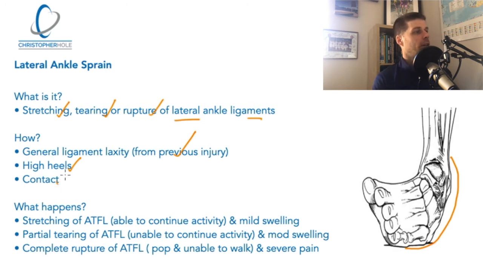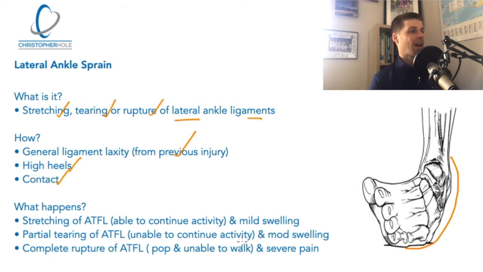And then the final one is contact. So this might be from, say, a game of football or a game of rugby, where you're changing direction, or your foot hits the floor when you're running and one side of it hits a stone and the ankle rolls, or you just don't land correctly. So any of those could be causes, or how a lateral ankle sprain happens.